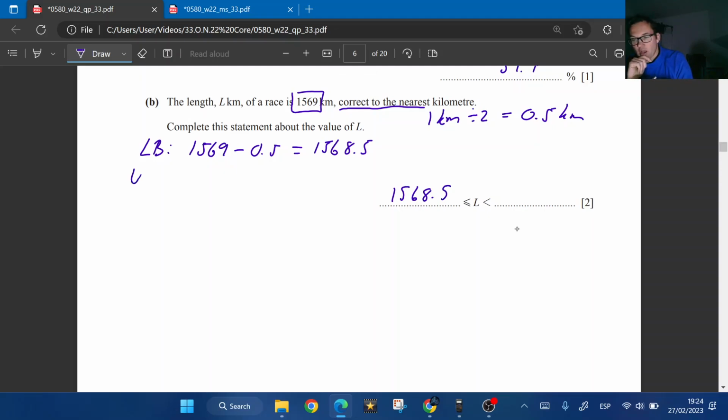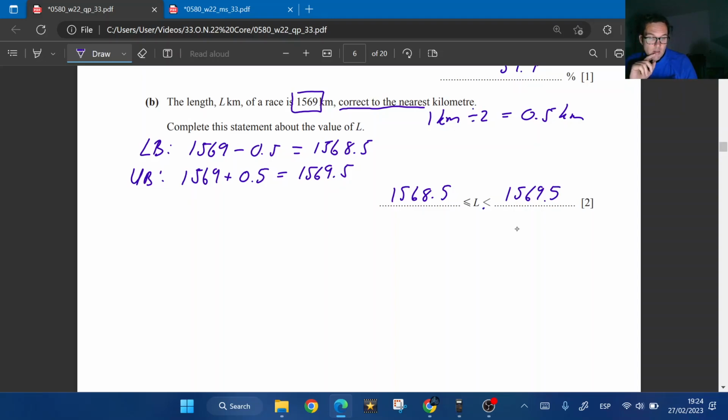Okay, and that's the lower bound because when you round 1,568.5 to the nearest kilometer, it rounds up to 1,569. To get the upper bound, we need to add 0.5, which of course is 1,569.5. Now, I know if you're going to round 1,569.5, you're going to round it to 1,570, no?